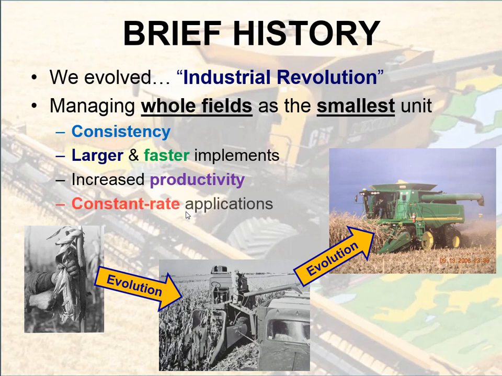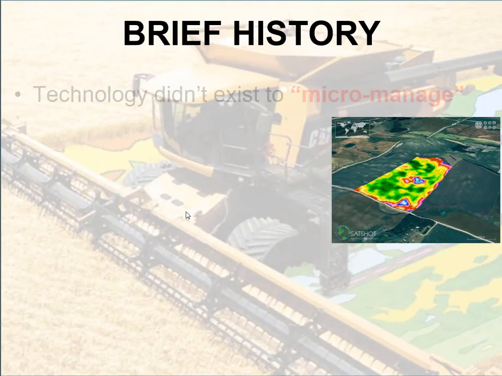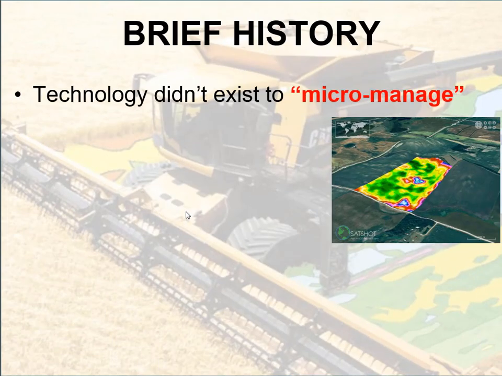We needed to be more consistent because of that. And because of those same things, we needed things like constant rate applications, the story I referenced with my dad and what he did. So that was what has come about. And so the problem is the technology to get it back down to managing the smaller units didn't exist. And so there was a gap there for a while.